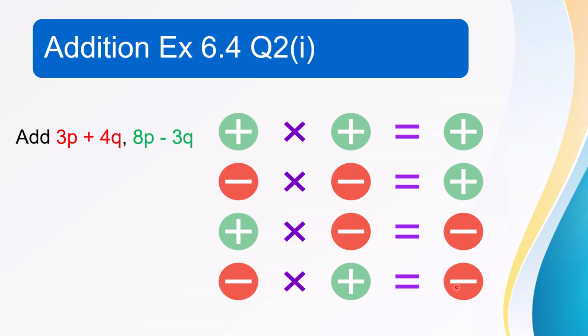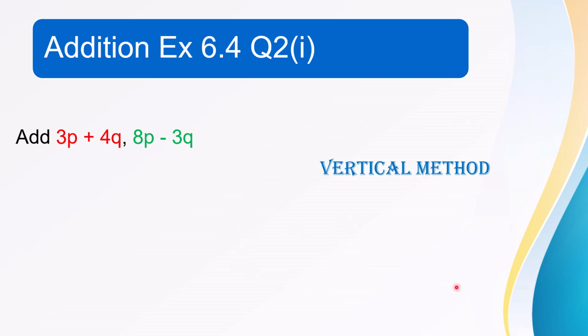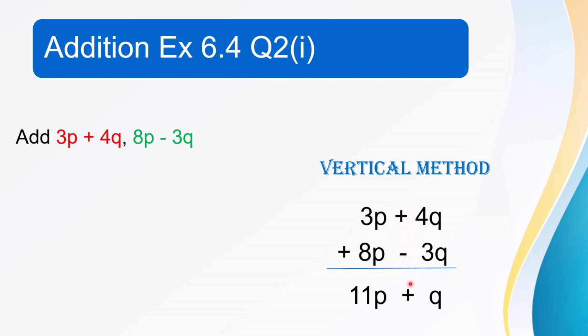So here, start with the vertical method. We will write the first expression on the top and the second expression on the bottom, and then we will start adding them following the rules of integers. Here we have on this side both positive signs, so our answer will be 11p. And here we have plus and minus. So plus and minus are unlike signs, so we will subtract here. And our answer will be 11p plus q.